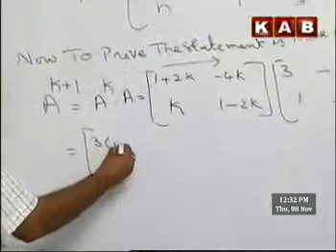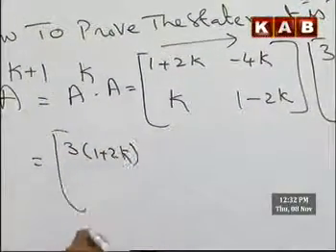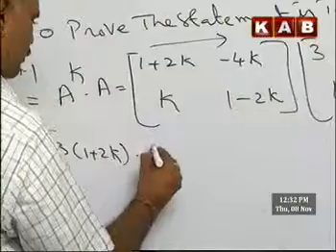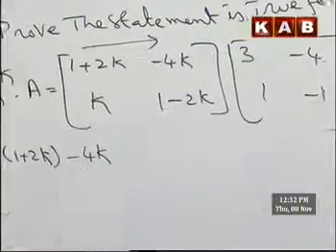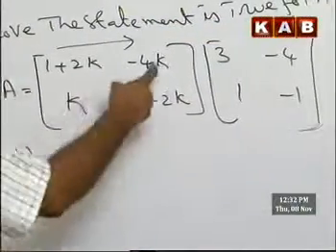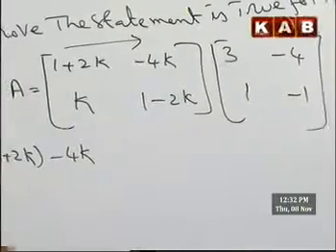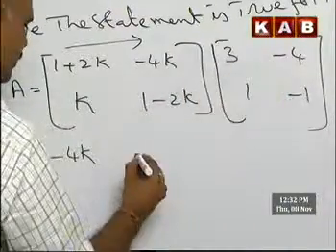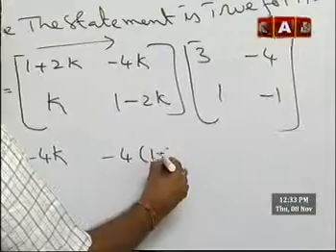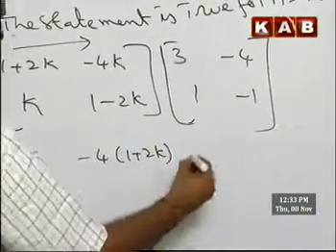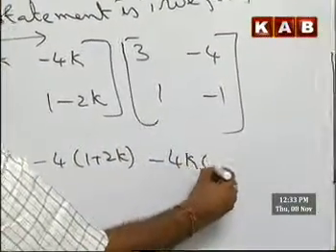3 into 1 plus 2k, again minus 4k into 1. So it is minus 4k. Would you follow here? Minus 4k into 1. Again this part, 1 plus 2k into minus 4. Minus 4 into 1 plus 2k, minus 4k into minus 1.